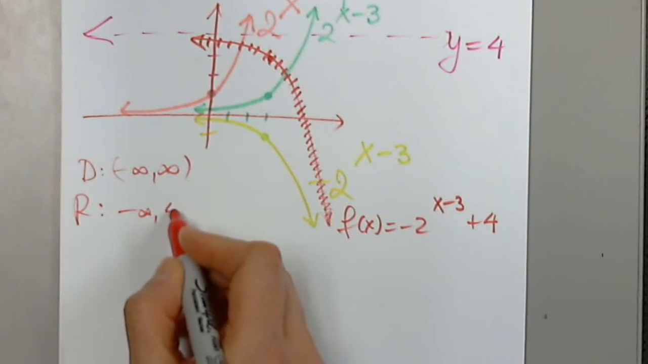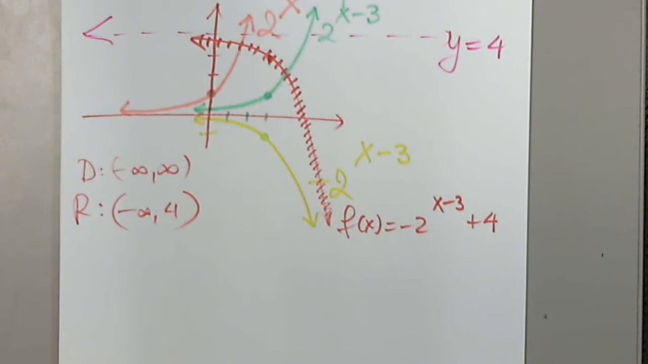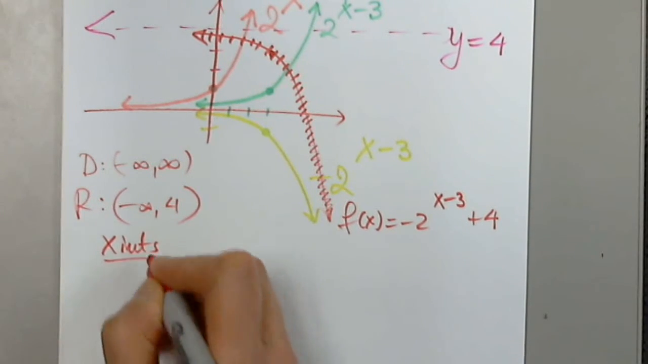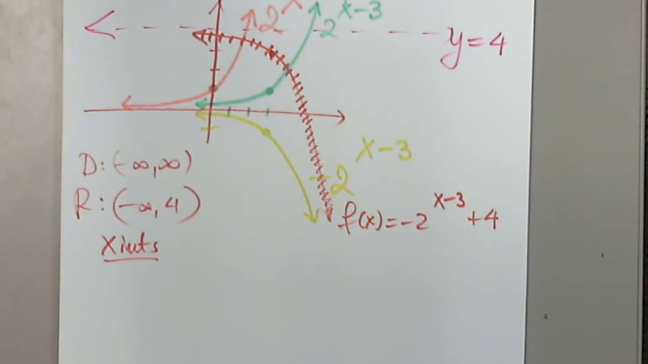-infinity to 4. Very good. Perfect. Now I would like to find the x-intercept or the x-intercepts. Well, obviously, how many x-intercepts can it have? 1. Good. How do I determine the x-intercepts for any function?